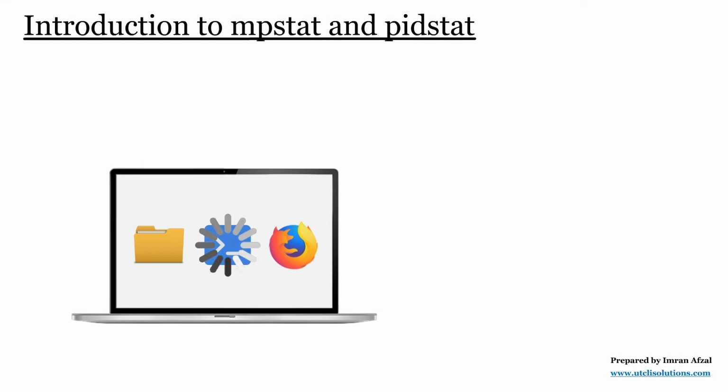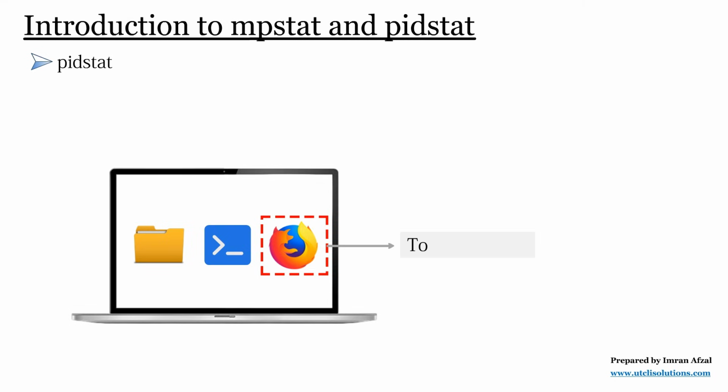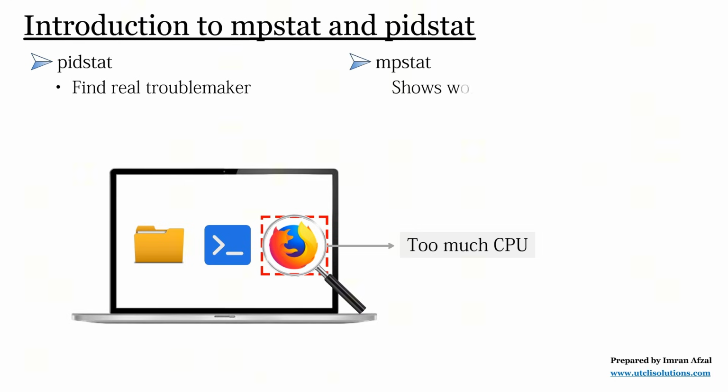So if your computer becomes slow, Pidstat can tell you exactly which program is using too much CPU or memory. It helps you find the real troublemaker and understand which task is causing the slowdown. In simple words, Mpstat shows the workload and Pidstat shows the source of that workload. Now it's time to practice.